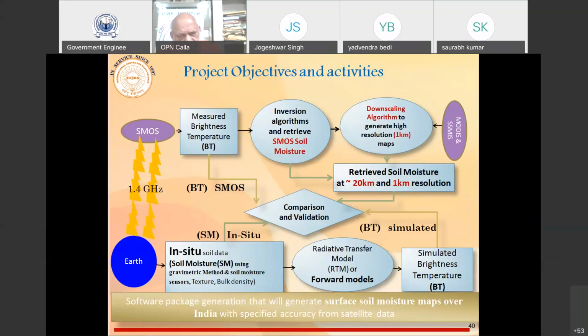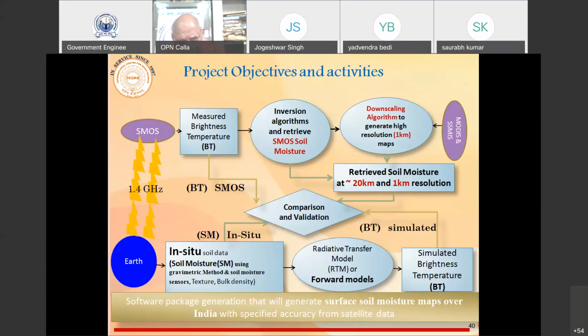Now what is done in this experiment? First thing, from the SMOS satellite, which has a radiometer operating at 1.4 gigahertz, it gives us the brightness temperature. Now there is an algorithm by which there is inversion, and we get the SMOS soil moisture from the brightness temperature. And this is given to a downscaling algorithm to generate high resolution 1 kilometer maps, and also to retrieve soil moisture at 20 kilometer and 1 kilometer resolution.